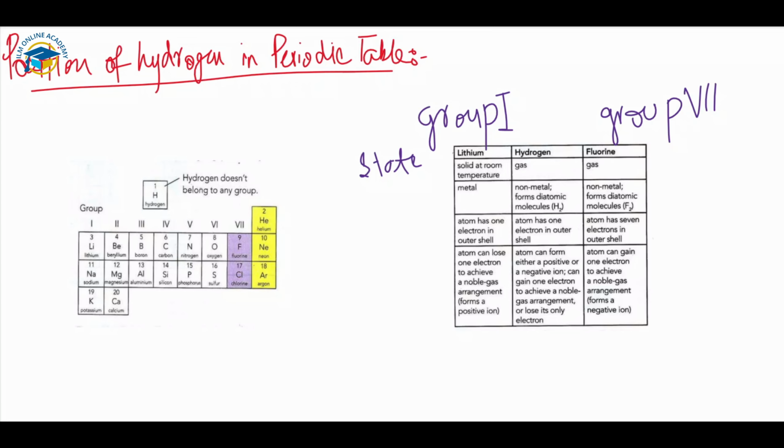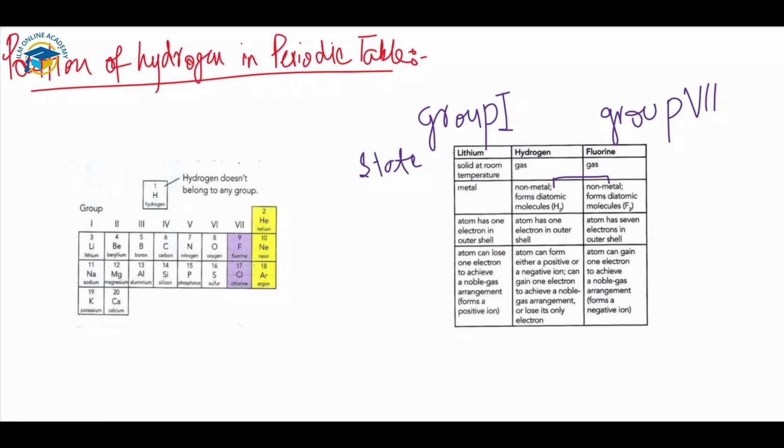Next we have the chemical properties, or whether it is a metal or a non-metal. Lithium is present in group 1, and group 1 and group 2 are considered metals. So lithium is a metal, hydrogen is a non-metal, and fluorine is also a non-metal. So there is a similarity in the non-metal behavior of both hydrogen and fluorine.